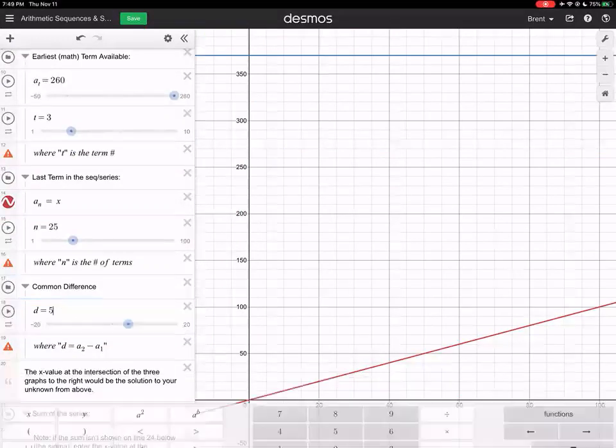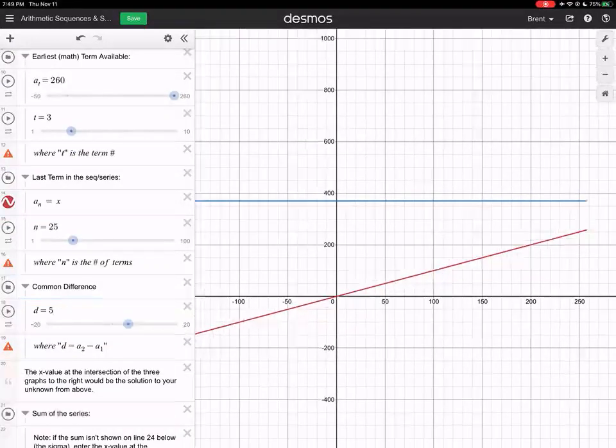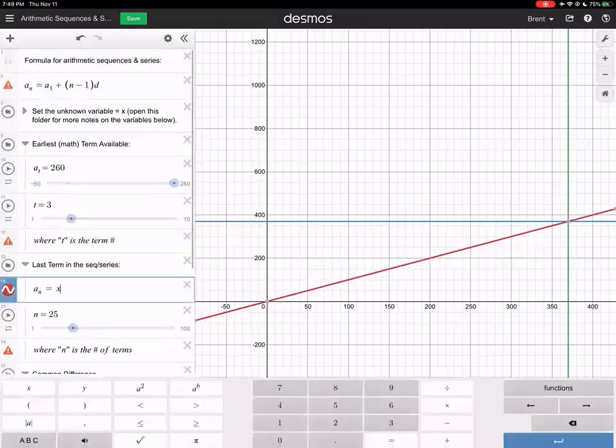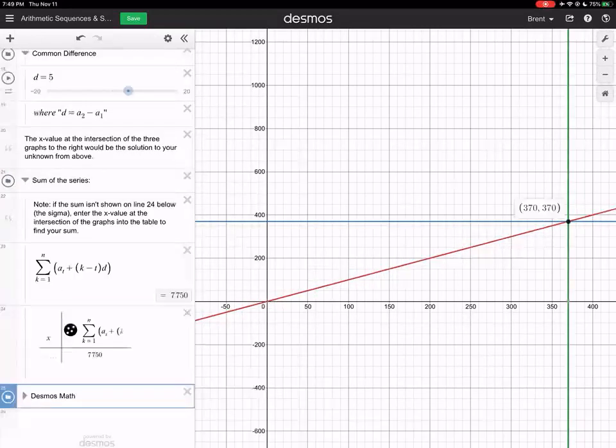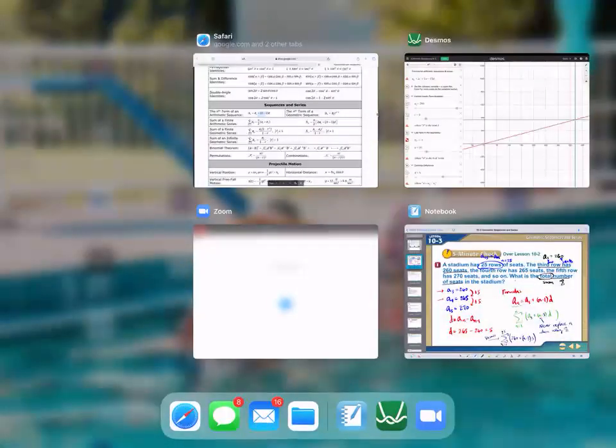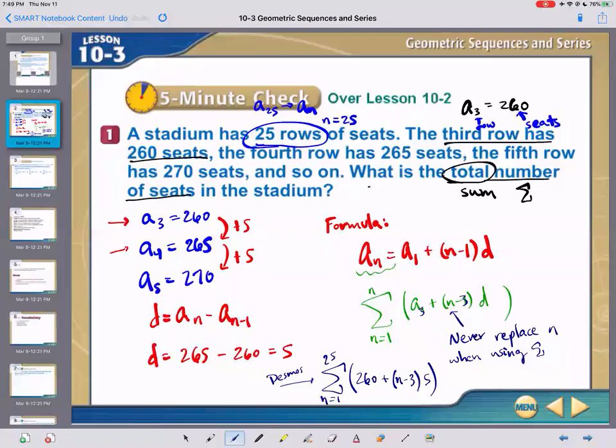Now, if you did that and you zoomed out, what the calculator would find, the first value that it finds at the intersection is the last term, because that was what was missing from up here on this line right there. That intersection would be finding the last term, that 370. And if you type that in, you could get your summation right there. So that's how you could do number 1. Let's take a look now at number 2.